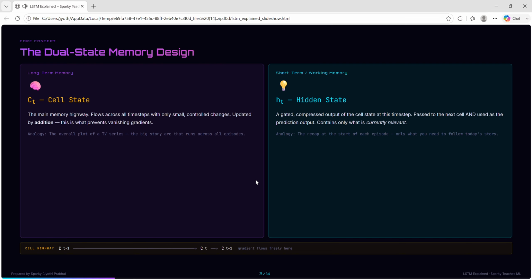The second is the hidden state, H subscript T. Think of this as working memory, a filtered, compressed view of the cell state that is passed to the next time step and also used as the output at each step. The key insight is that the cell state is updated by addition, so gradients can flow all the way back without vanishing.